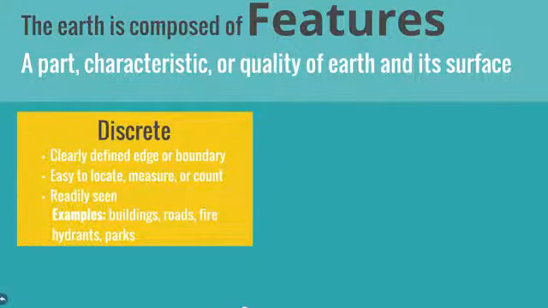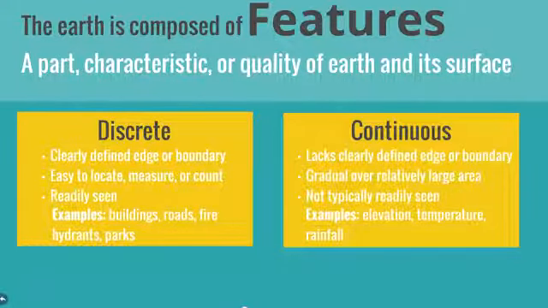On the other hand, continuous features are those things that lack a clearly defined edge or boundary, and those things that change gradually over a relatively large area. In this sense, continuous features are not typically seen visually, but they are measured using any number of instruments. Examples of continuous features include elevation, temperature, as well as rainfall.